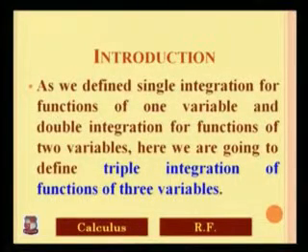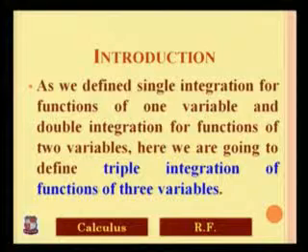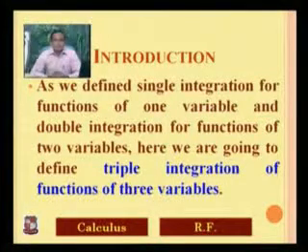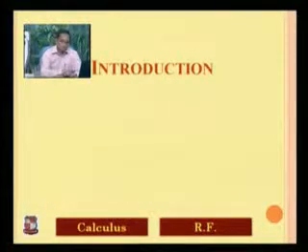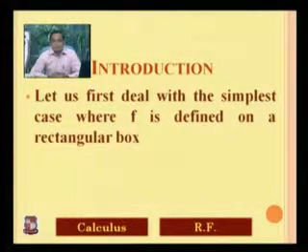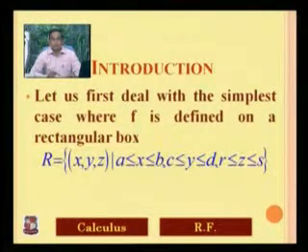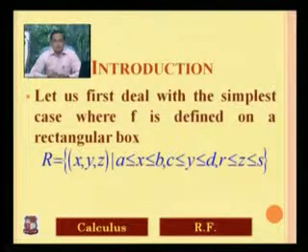Introduction. As we define single integration for a function of one variable and double integration for a function of two variables, similarly, here we are going to define triple integration of functions of three variables. Let us first deal with the simplest case where the function f is defined on a rectangular box. The rectangular box R is x, y, z, with a less than or equal to x less than or equal to b. The range of y is c less than or equal to y less than or equal to d, and z lies between r and s.